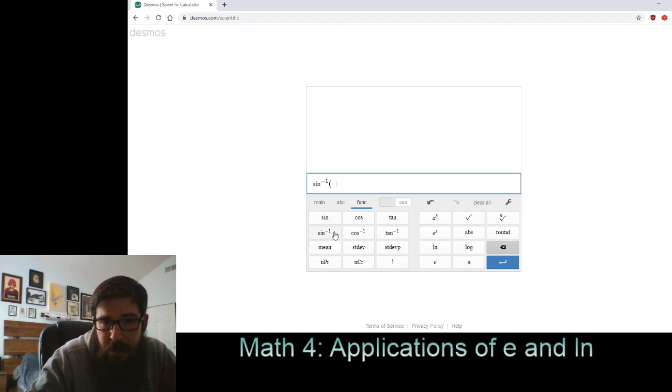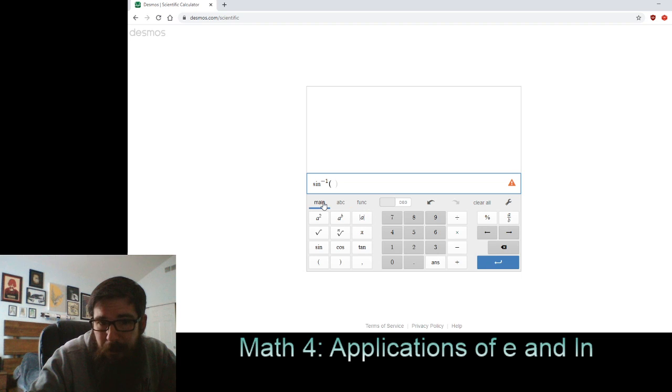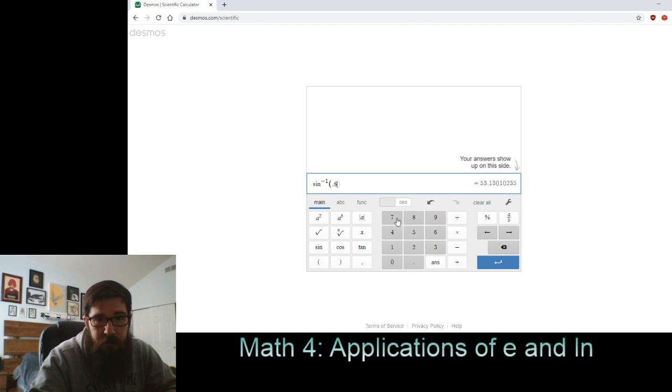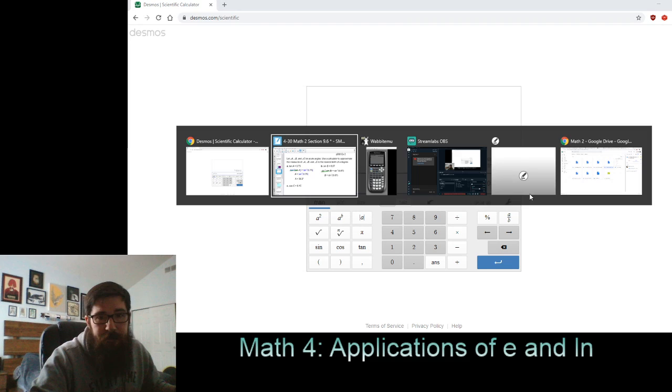So if I hit inverse sine, and then I go back to main, now I can type, what did I need? 0.87, it's the ratio of my opposite and hypotenuse. And it's kind of auto-calculating, right? It says at this point now I've got 60.45. Round that to the nearest tenth, that's 60.5 degrees.